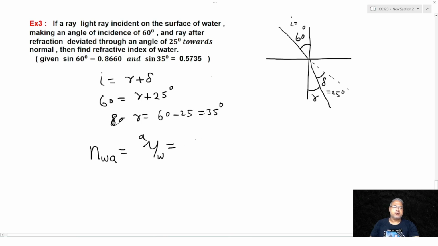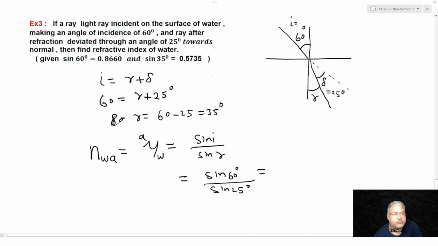This is equals to what? Sin i upon sin r. This is the formula. So sin i is sin 60 degrees, and sin r is sin 35 degrees. Now we'll put the values. Here the values are given: 60 degrees and 35 degrees. If not given, you can calculate from your log table.